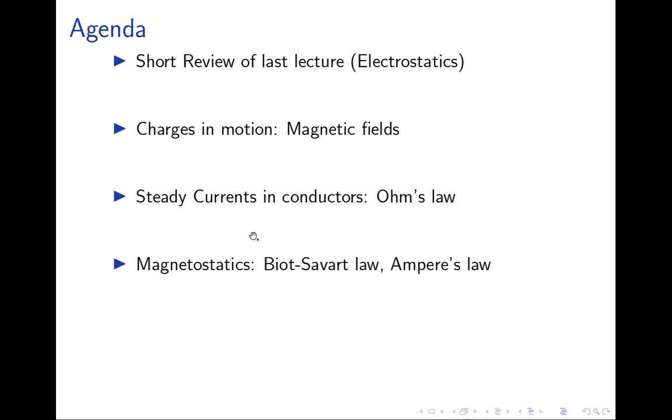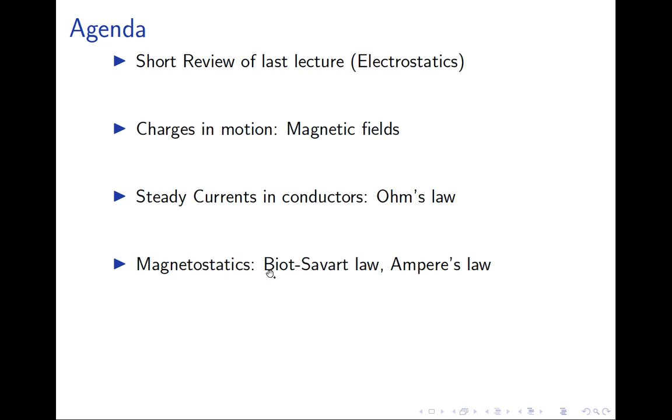And then I'm going to talk about magnetostatics, which is the branch of electrodynamics which deals with steady or static magnetic fields. Magnetic fields which do not depend on time. They do depend on space, but they do not depend on time. And these are, as I said, produced by charges in uniform motion, but they can also be shown to be produced by steady currents.